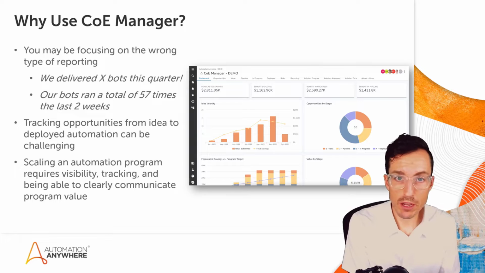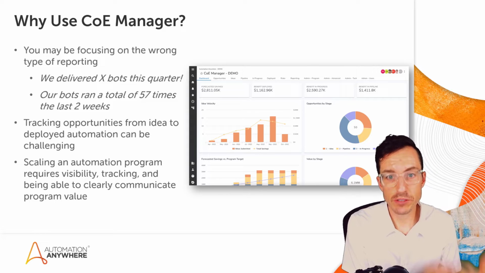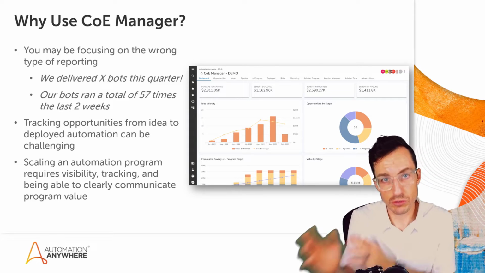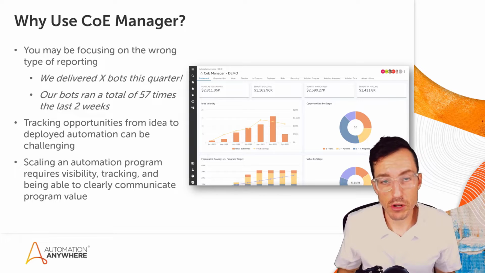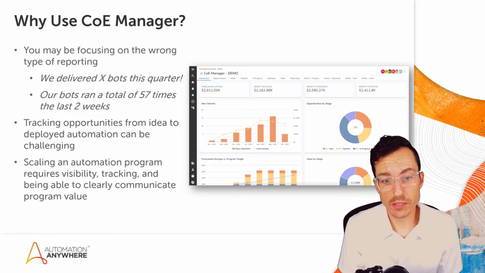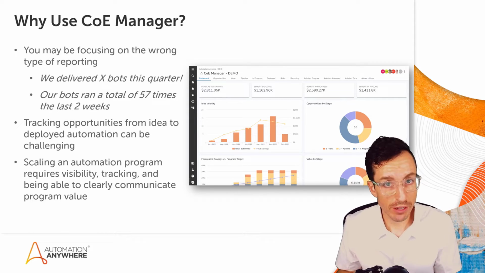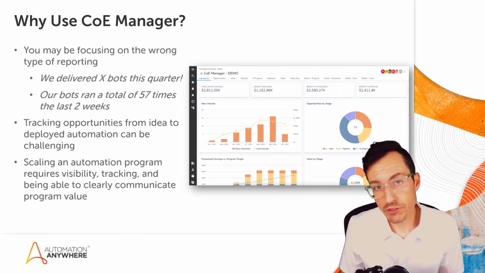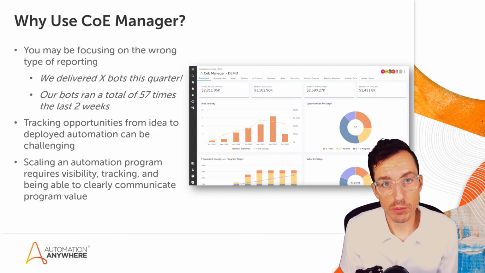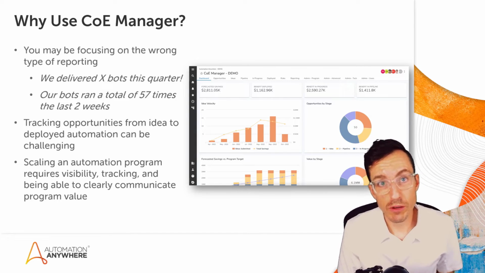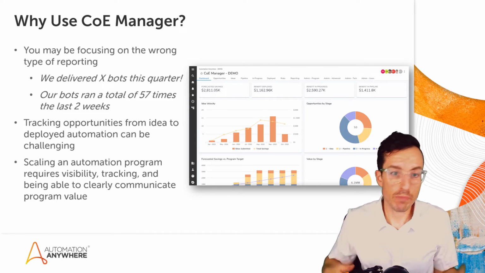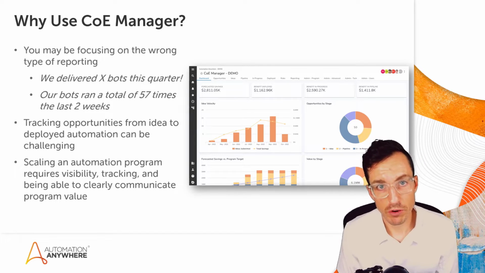So from me being able to track the delivery of automations from pipeline to delivery, to being able to clearly communicate the value of delivered automations, as well as communicate some of my targets and forecasts for my program savings. You'll have the graphs, you'll have the data, you'll have the reports to be able to do all of that. And that's why CoE Manager is huge for an automation leader who wants to take their automation program to the next level.